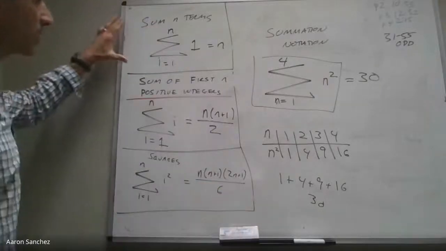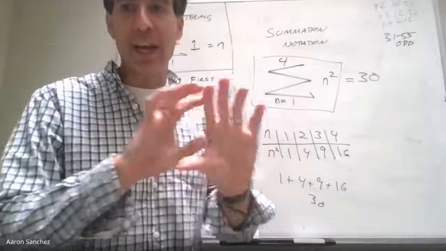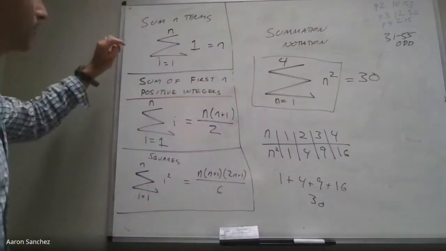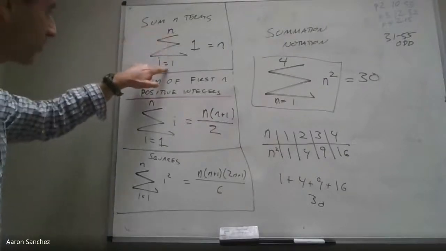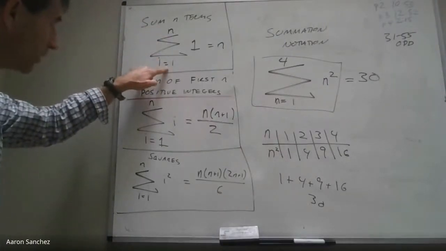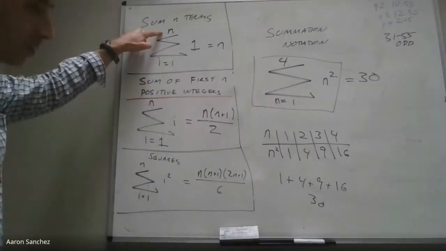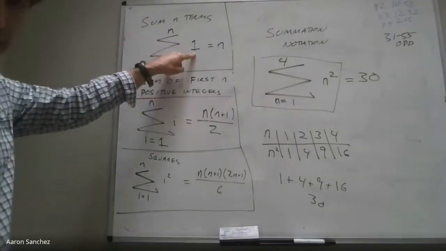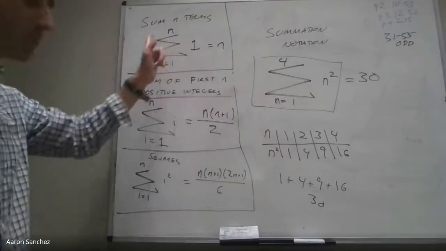I need you to write these down. Here are some little rules, some examples of things that can help us so I don't have to add everything up. Write these down for now, and I'll explain these in just a second. If I have a sum of n terms, and my first term is 1 and my last term is n, if my rule is 1, then that's going to all add up to whatever n is. Just write that down. I'll explain that in just a second.